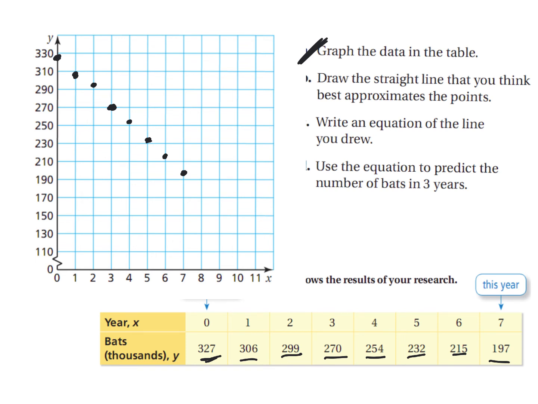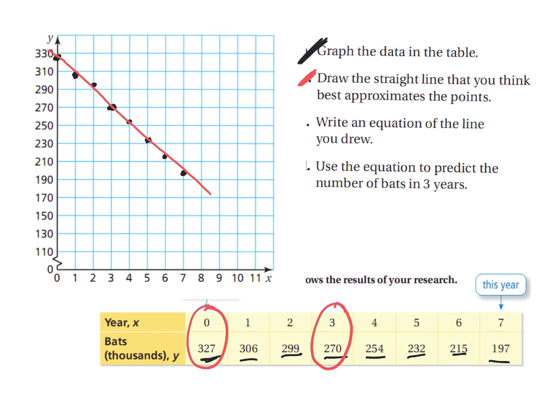I think I'm going to use our first point and then that third point. So I'm going to go through here, and I'm just going to keep on going. And it looks pretty darn close. It doesn't have to be exact because we are using an approximation. So we drew our line of best fit. I used that first point, and I used the 3, 270.